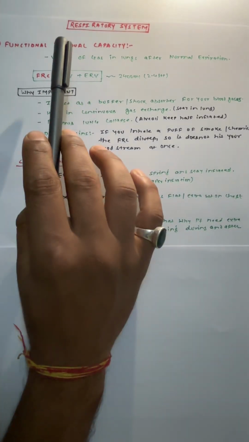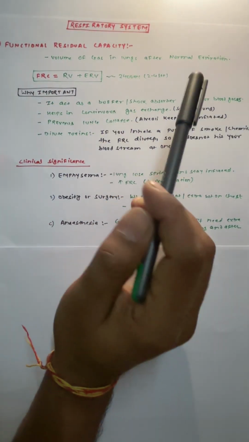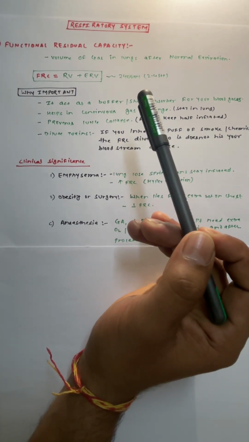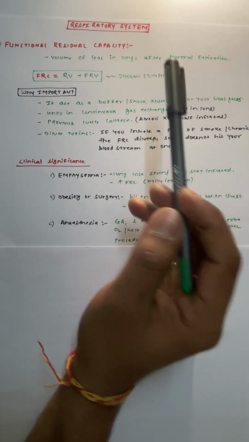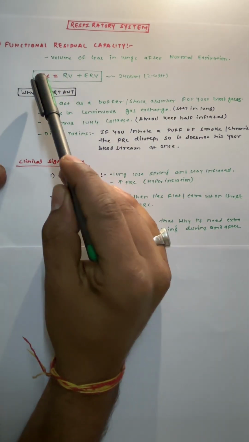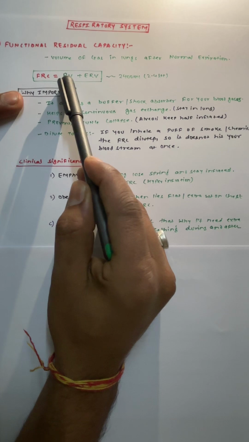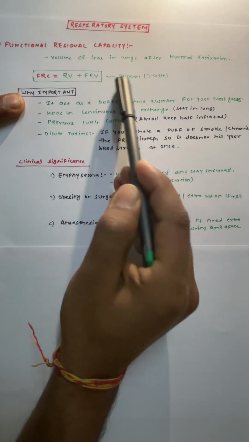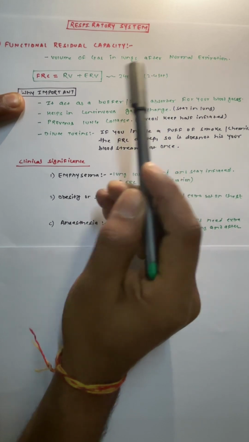Now we'll talk about functional residual capacity. This is the volume of gas left in your lungs after you finish a normal exhale, so the volume of gas in lungs after normal expiration. The formula of functional residual capacity is residual volume plus expiratory reserve volume. It's around 2400 ml or 2.4 liters.